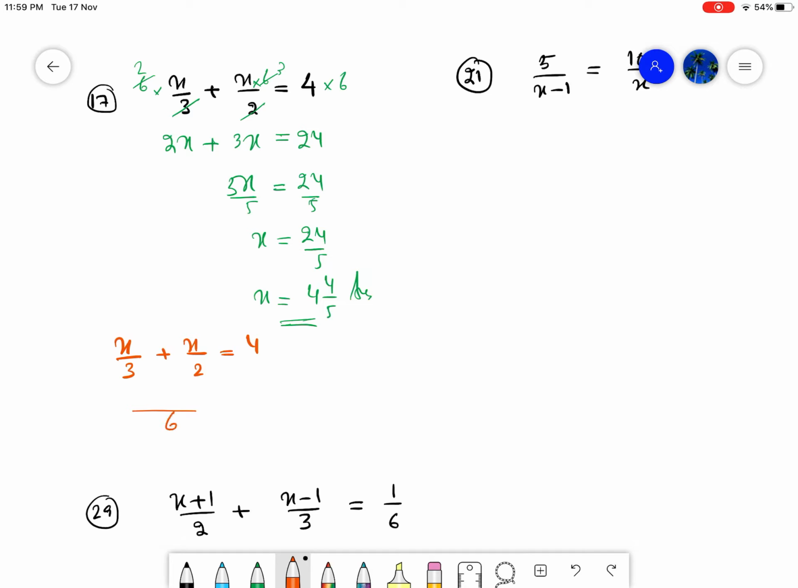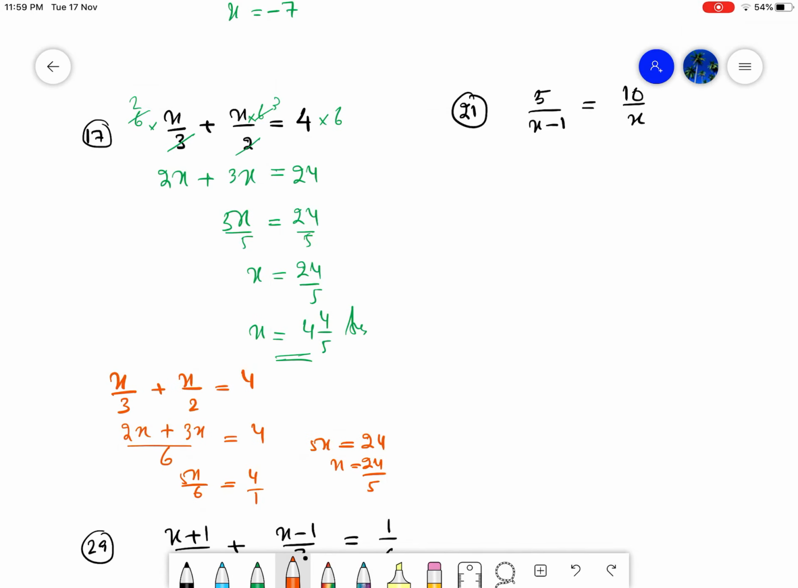So LCM of 3 and 2 is 6, so 3 times 2 is 6, so 2x, 2 times 3 is 6, so 3x is equal to 4. So we have 5x over 6 is equal to 4 over 1. And now if you want to perform the cross multiplication, you can do that. 5x is equal to 6 fours are 24, or x is equal to 24 over 5. So remember always, cross multiplication is a very good and simple way of solving these sort of questions. But the condition is that there must be a single term on one side and there must be a single term on the other side.